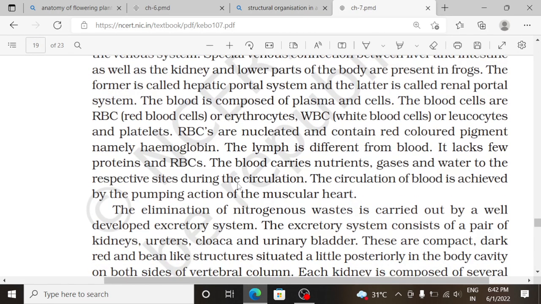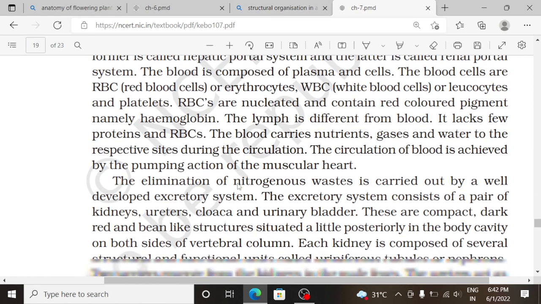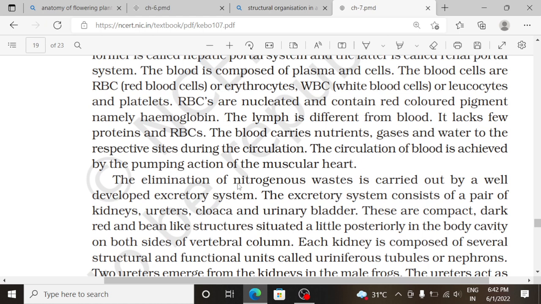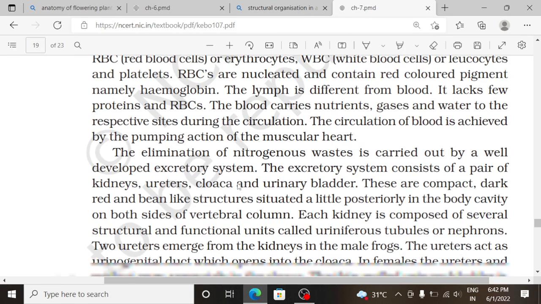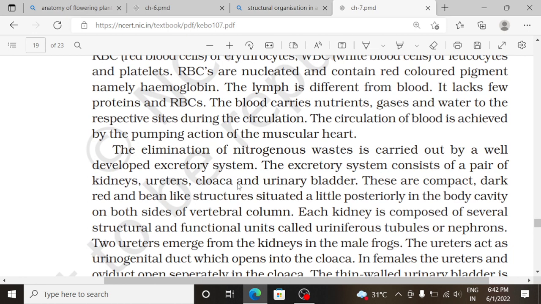The former is called hepatic portal system and the latter is called renal portal system. The blood is composed of plasma and cells. The blood cells are RBC, that is red blood cells or erythrocytes, WBC, white blood cells or leukocytes, and platelets. RBCs are nucleated and contain red colored pigment, namely hemoglobin.